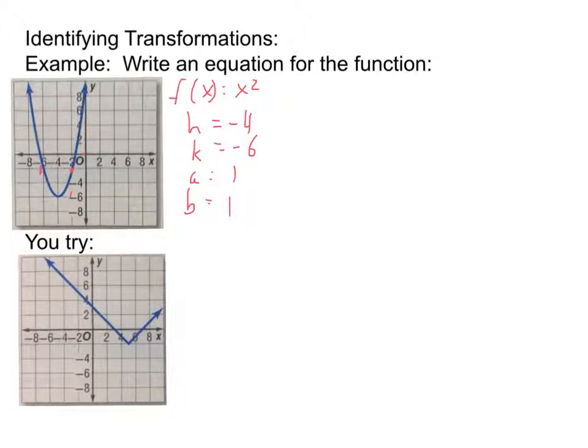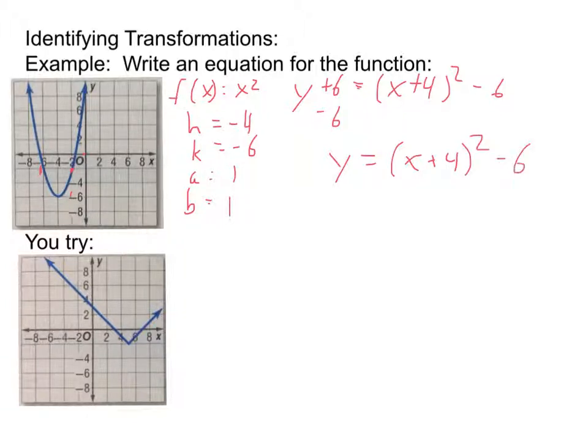It hasn't been reflected over anything, so we can just go into our y minus k, minus a negative 6 is plus 6, over 1 equals, we know the parent function is x squared, so we're going to put a squared there. x minus negative 4 is the same thing as plus 4. Then we just solve it for y. So we subtract both sides by 6, and we get y equals x plus 4 squared minus 6.